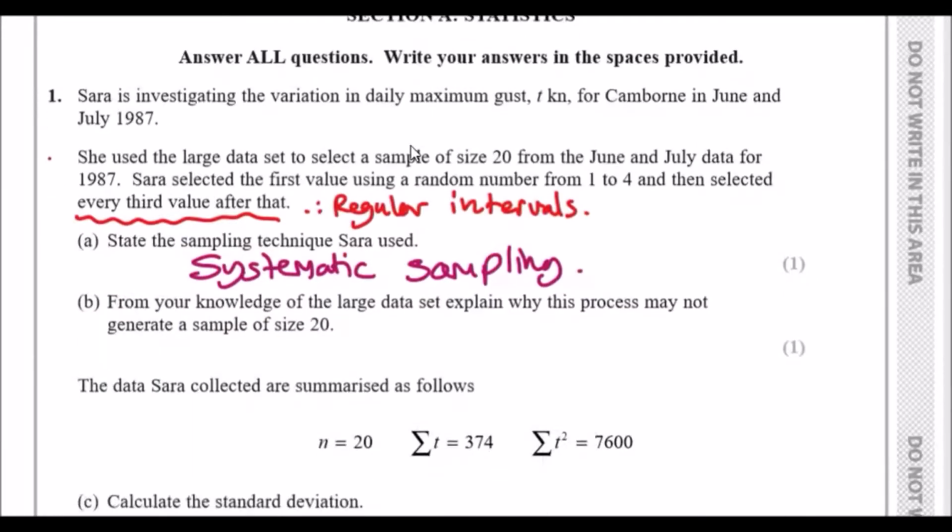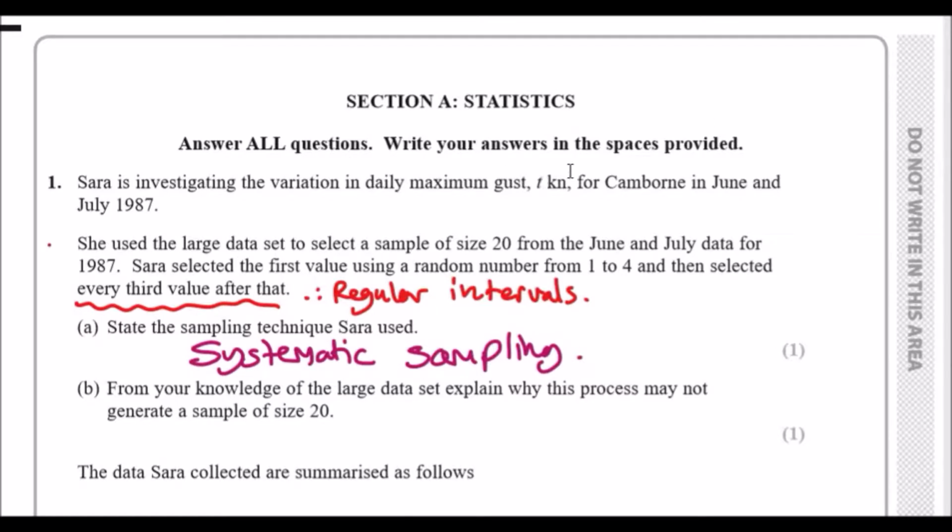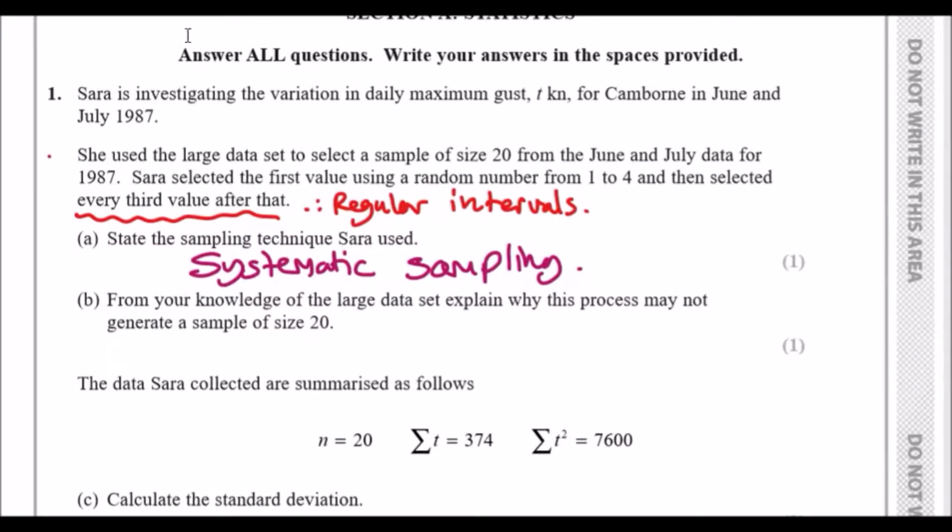So let's start with section A, statistics. There are 5 questions here. Number 1: Sarah is investigating the variation in daily maximum gust t in kn. I'm not sure what the N unit stands for, you guys can leave me a comment for that. For Camborne in June and July 1987.